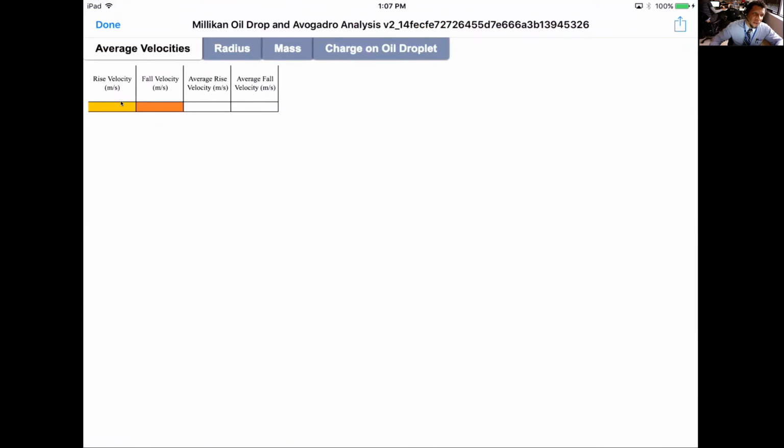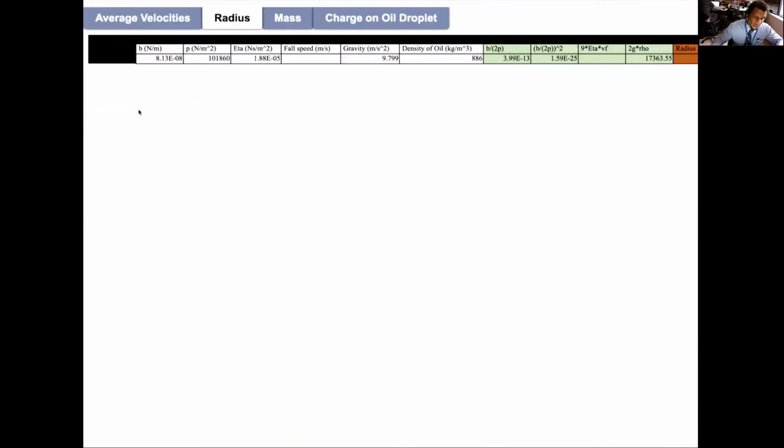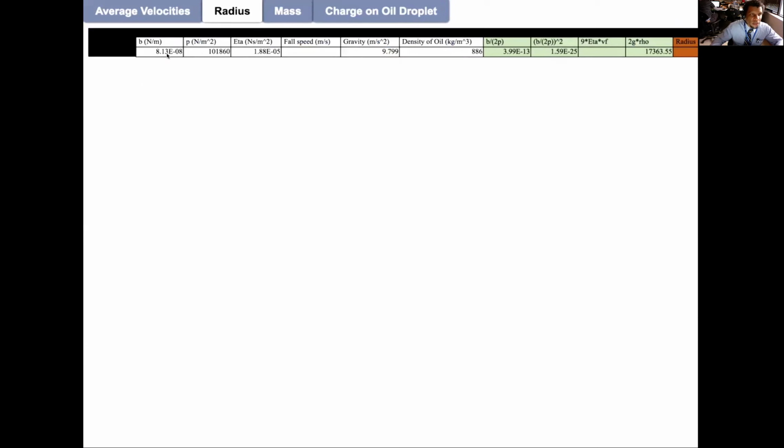So we have our average velocities. We're going to bring our average velocities in. We have the radius here. So the radius is based on some constant b, atmospheric pressure, which we need to find out today, eta, which is the viscosity, and fall speed, which is going to come from our average velocities here. Gravity, in this area, is about 9.799. I'll look that up again for today. And we'll have mass. The mass, well, I'm not done with that, sorry. Density of oil, this is just mineral oil. It's a laxative. So it's 886 kilograms per meter cubed, not squared.